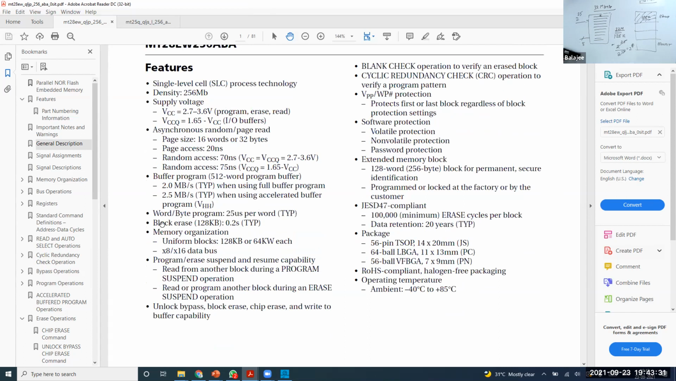And how much time does a block erase take? You see, to erase one block it takes 0.2 seconds. Okay. And while programming, for every byte, how many microseconds? 25 microseconds per word or per byte. So these are all the information. While reading, how much time does it take? Random access takes 70 nanoseconds.